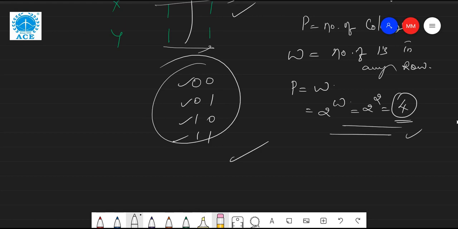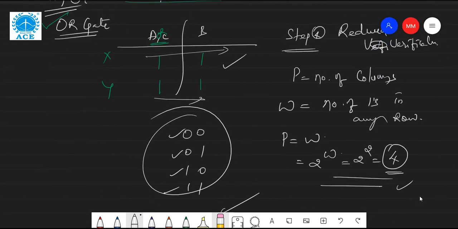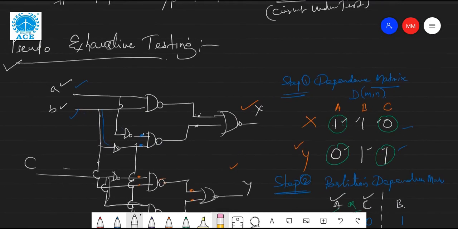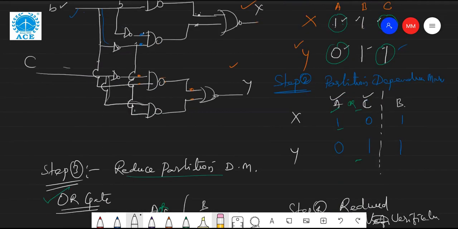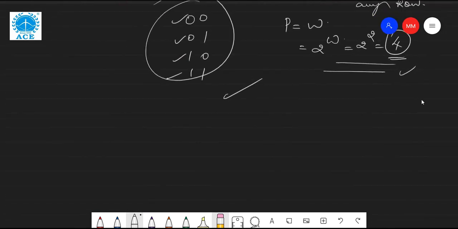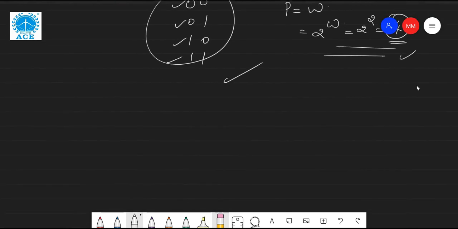Okay, so this is the way of testing. This is one of the methods, exhaustive, pseudo exhaustive testing. The last one we will see, the third one. So only a brief idea I am giving here, and we'll provide notes for you, no problem.